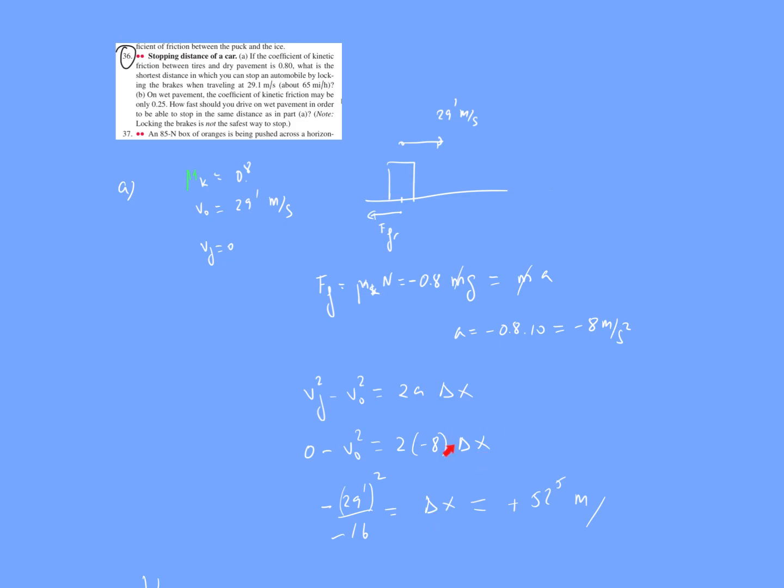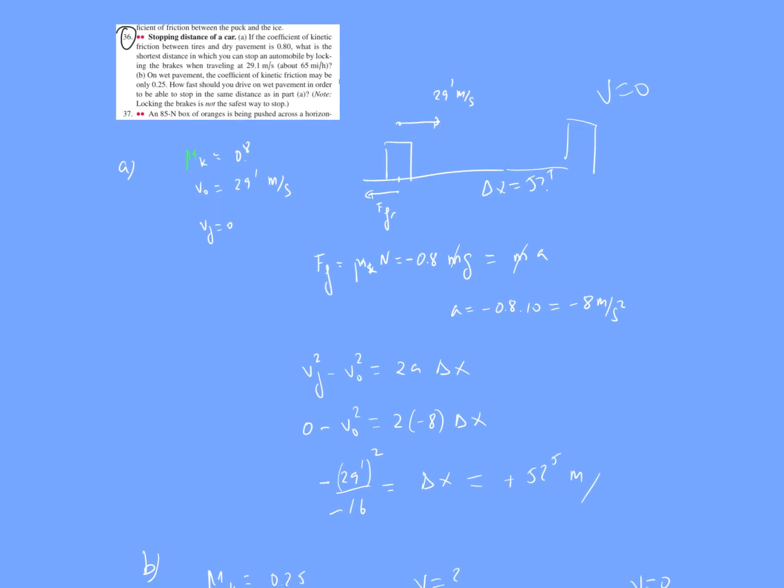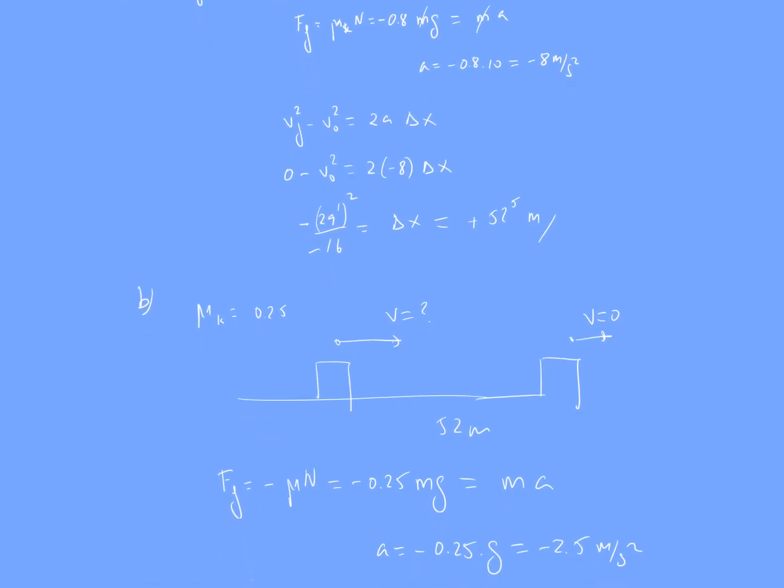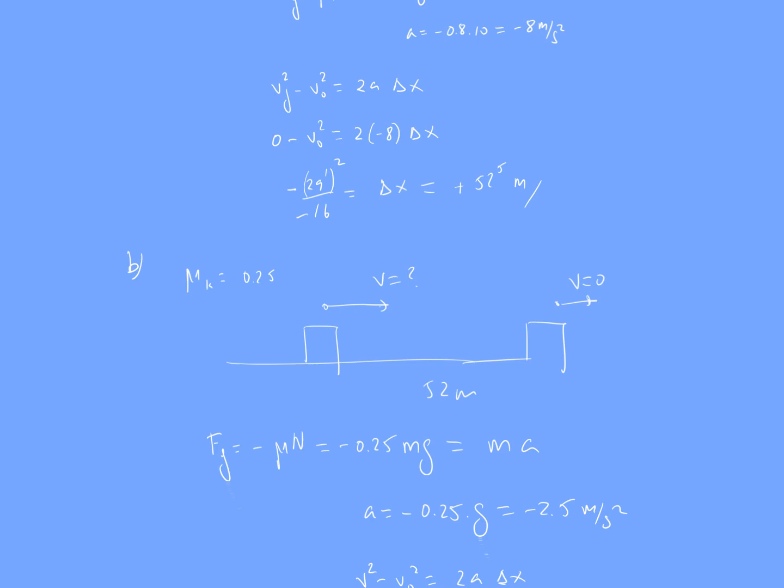So delta x will be minus v0 squared divided by minus 16. So delta x will be 52.5. What does that mean? It means that the car will displace 52.5 meters until it finally stops, with velocity 0. So delta x will be 52.5 meters.